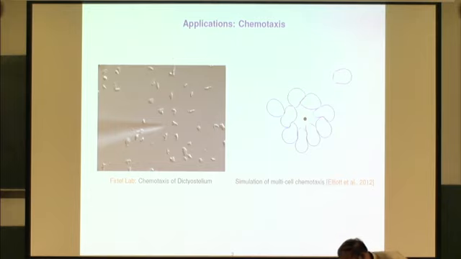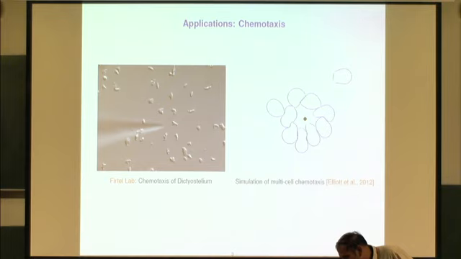So one is chemotaxis. In chemotaxis, cells migrate up a chemical gradient, and one hypothesis for the way they do this is that they sense the level of receptor occupancy across the cell membrane, and they move in the direction of highest receptor occupancy.